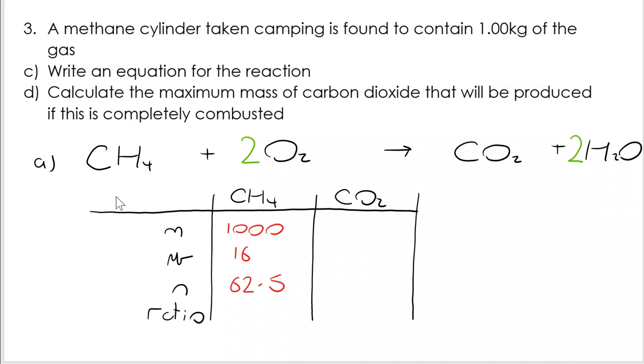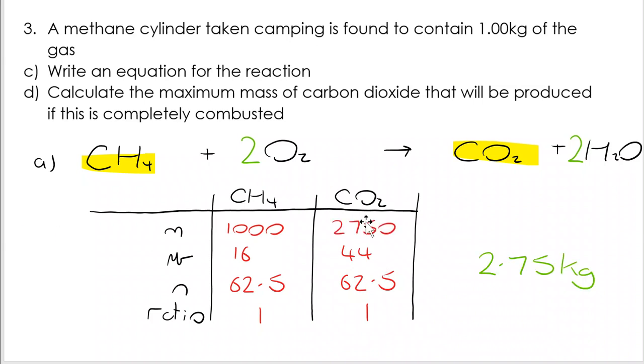In this case, the mole ratio is 1 to 1. 1 mole of methane makes 1 mole of CO2. And from there, I can say that if 1 mole makes 1 mole, 62.5 moles makes 62.5 moles. I can then find my MR for carbon dioxide, which is 44, and I can multiply these two together to take me to the correct final answer, 2,750 grams, which is 2.75 kilograms.